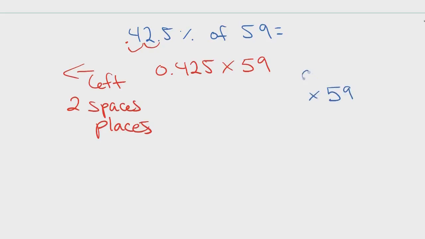We're going to have to do a multiplication problem. 59 times 0.425. And we still have to move the decimal out of the way before we multiply. I always do this to remind myself to put it back when I'm done. So we're going to have 3 digits or 3 places we're going to have to move the decimal to the left. And we're going to multiply. 9 times 5 is 45. I know we already did this, but let me multiply again.